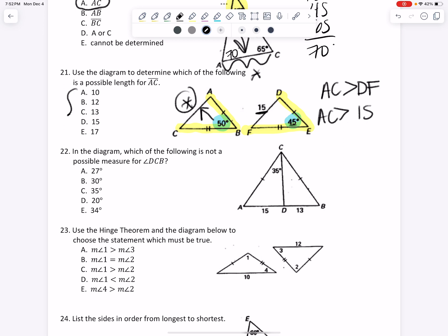What is the only value here that is greater than 15? This is equal to 15, so that cannot be the case. Those would have to both be the same angle. The included angles would have to be the same. So 17 is really my only option here.